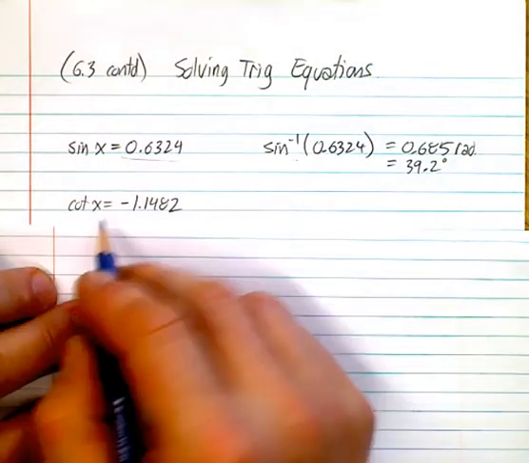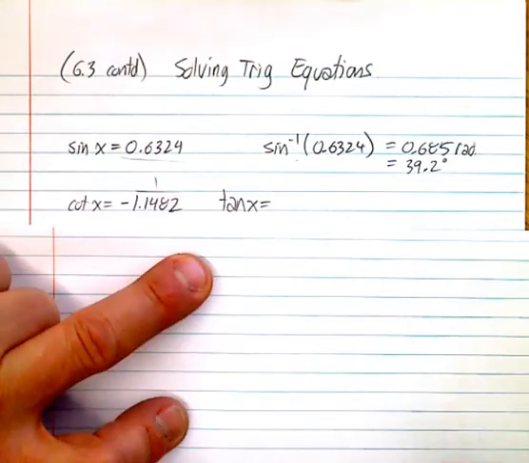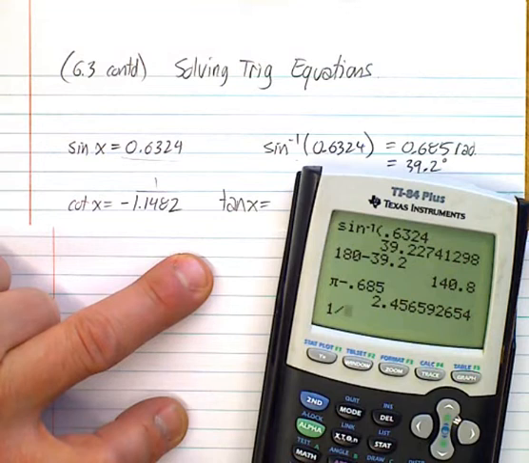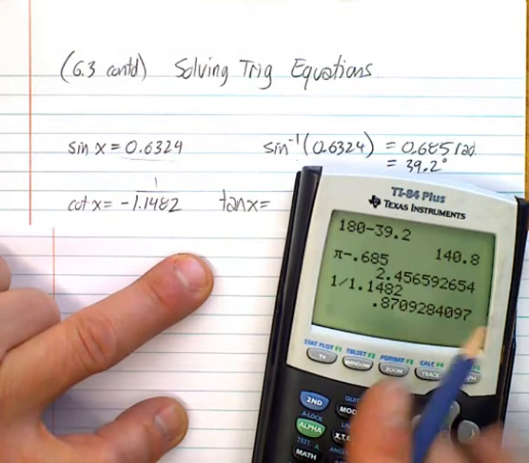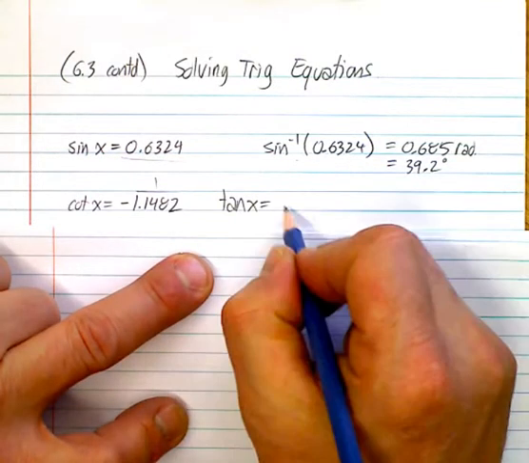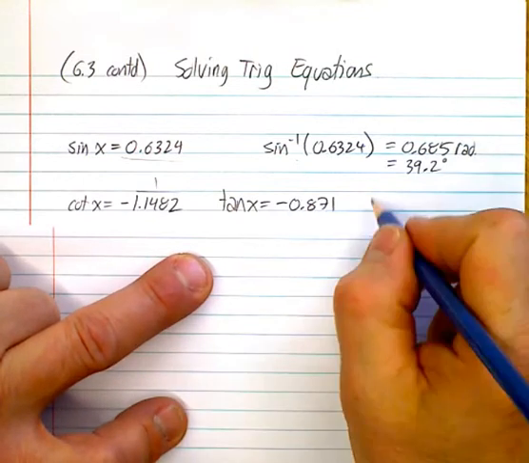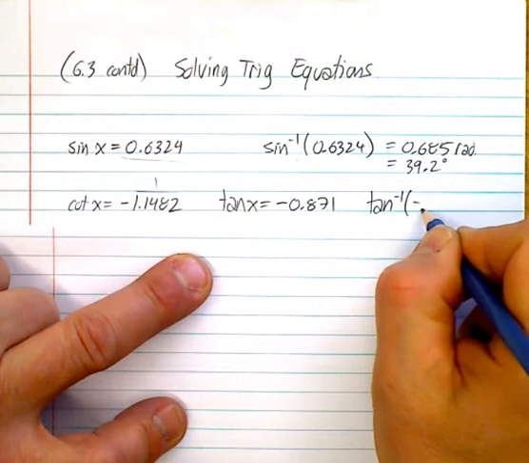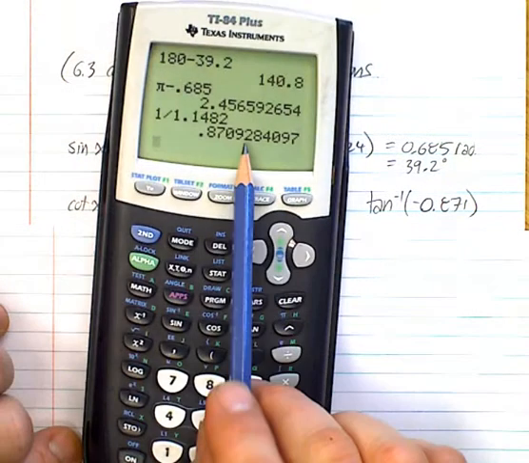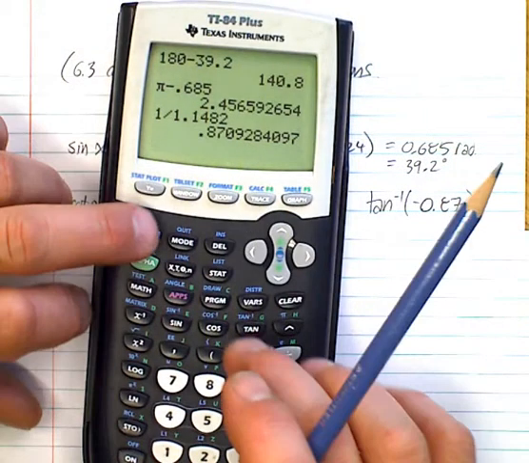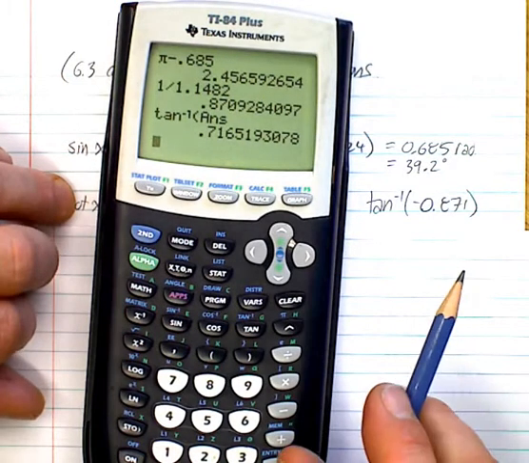Right, so we need to do something to this first. We need to go tan x is equal to 1 over that, right? So we're going to go 1 divided by 1.1482, so 0.871, negative 0.871. Now, what you need to do now is tan inverse of negative 0.871. What I'd like you to be aware of too is if I want to second tan this, I don't have to round it off. Just go second tan of that answer. Okay, so we get 0.717 rads.